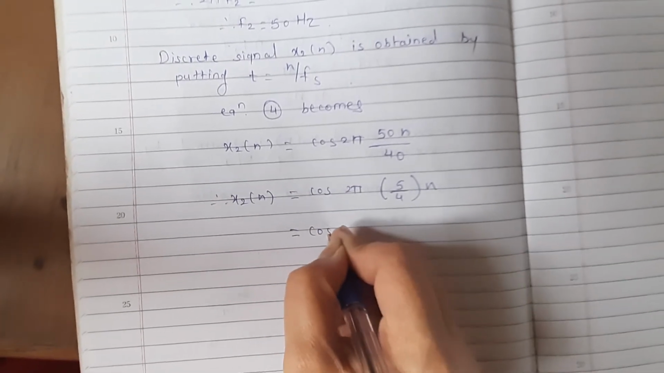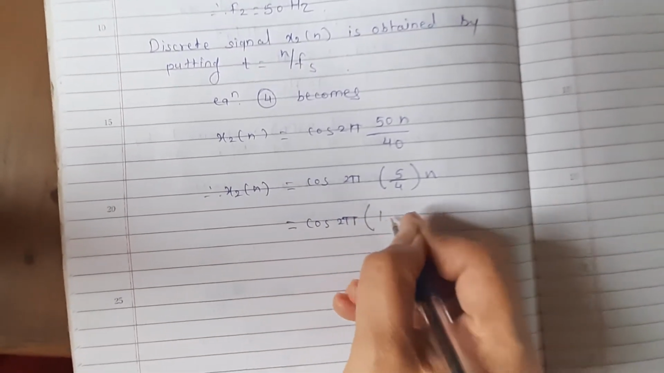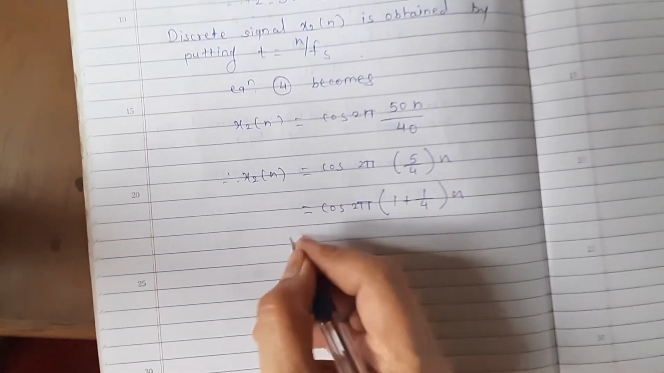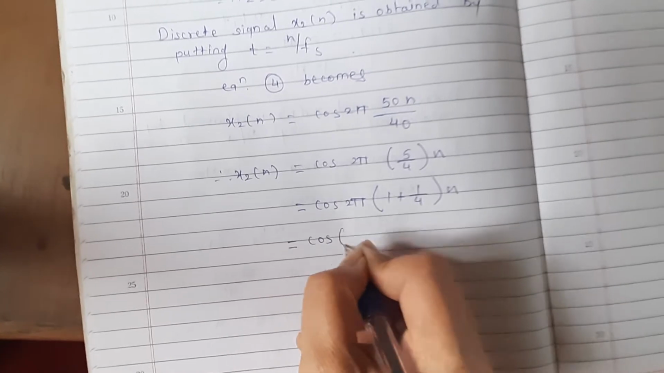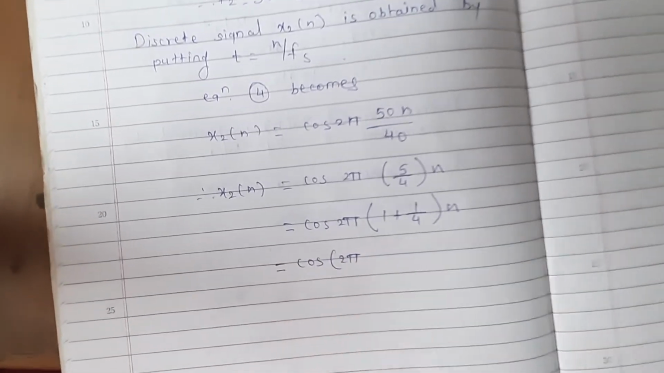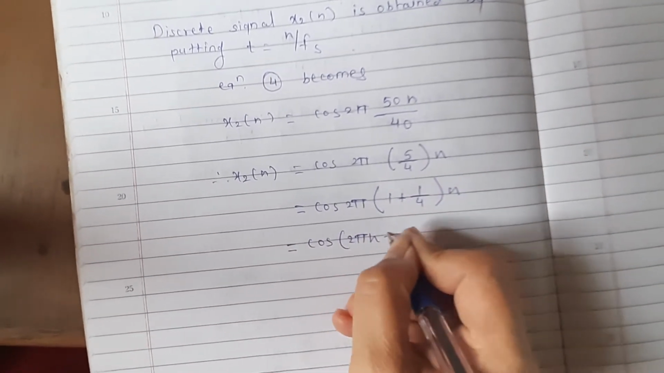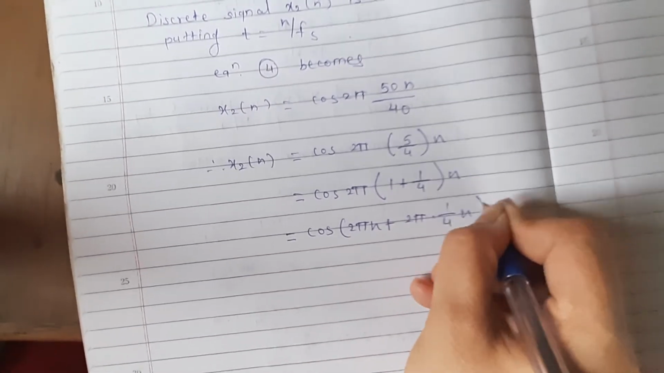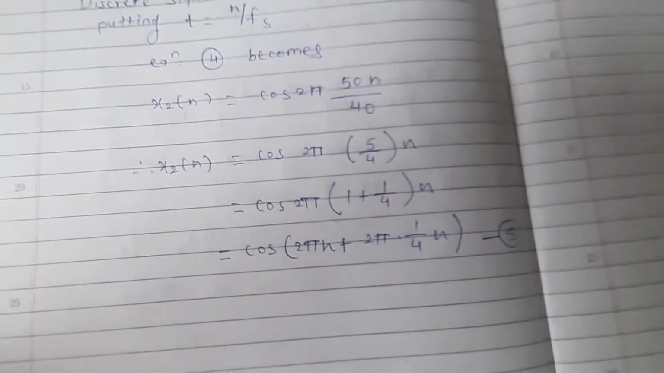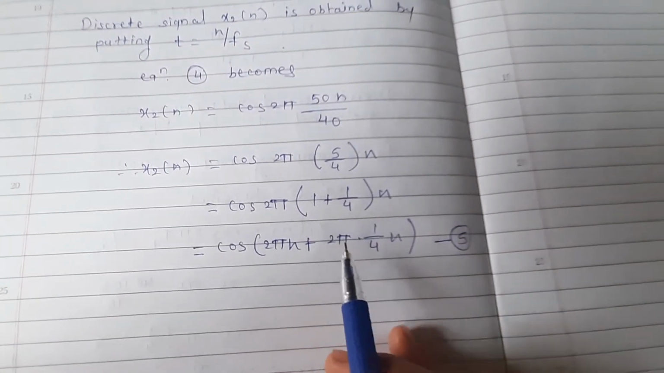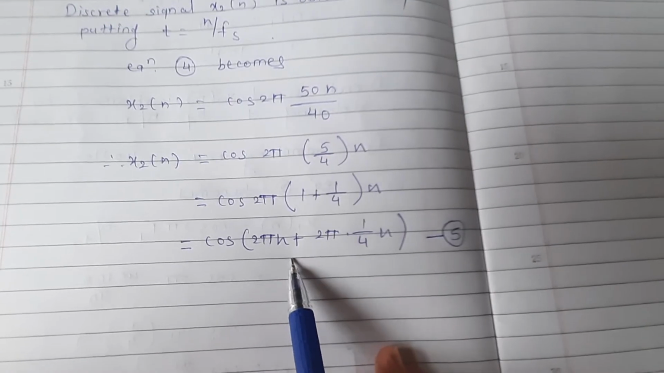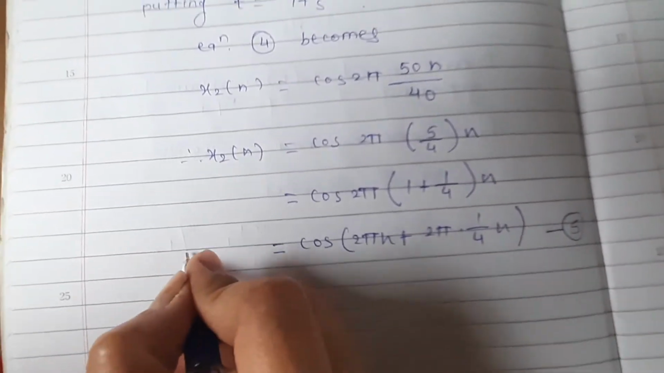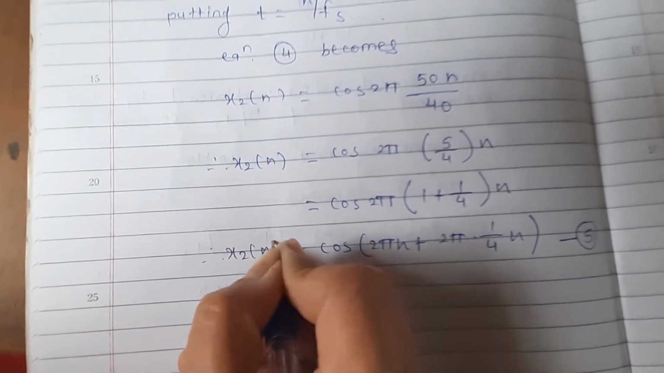We can also write this equation as cos of 2 pi into 1 plus 1 by 4 into n, that is cos of 2 pi n plus 2 pi into 1 by 4 into n. So we write this equation in the form of 2 pi n plus theta. This is equation number 5. This is the value of x2 of n.